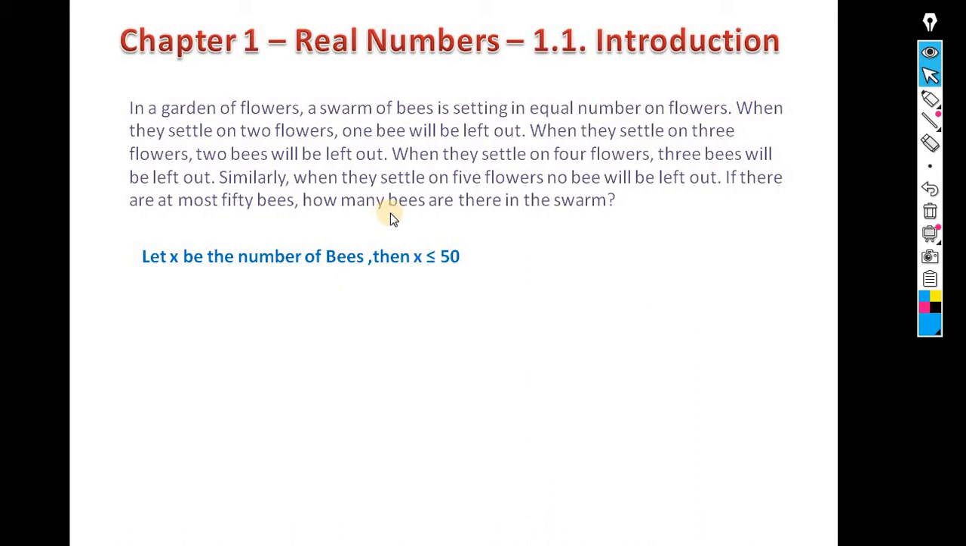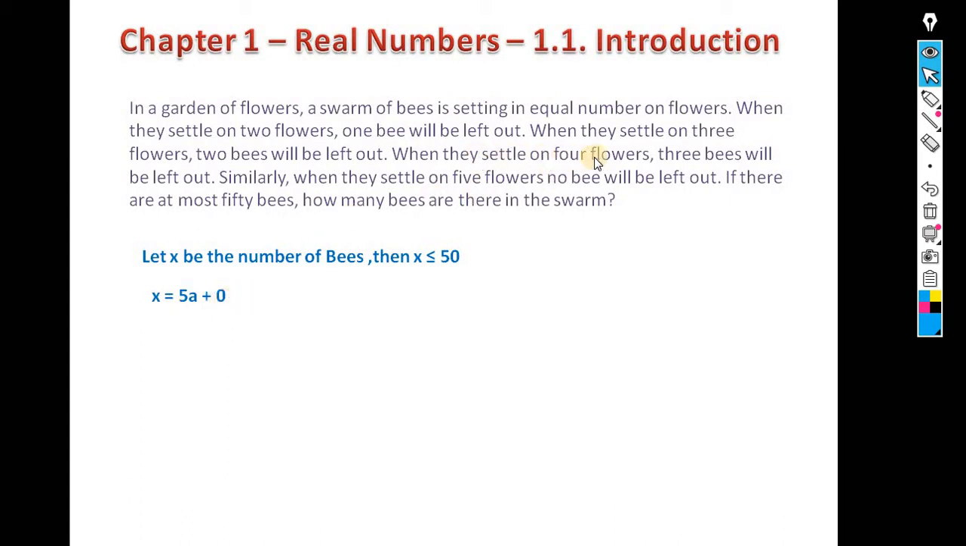Now I will take it from the backward. When they settle on 5 flowers, no bee will be left out. So the bees are settling on the flowers in groups. If I divide the total group into 5 subgroups, there will be no bee left out. Now the total number is X. In expression format, X is equal to 5A, where A is a natural number, 5 equal groups, and then 0 bees are left out.